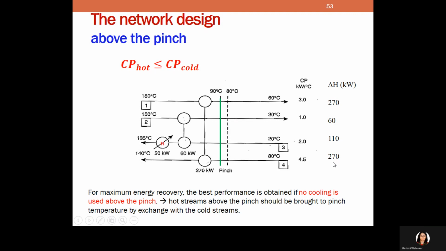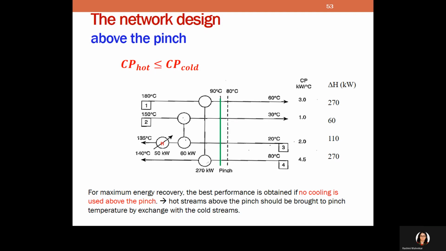Now, how do we exchange the heat above the pinch between the streams? The rule is CP hot should be less than or equal to CP cold. So now look at your CP values. CP hot 3, CP cold 2: no, it does not obey. CP hot 3, CP cold 4.5: yes, it obeys the rule. 1 and 2: yes, it obeys. 1 and 4.5: yes, it obeys the rule.